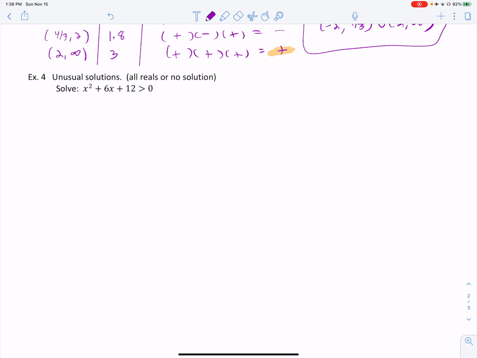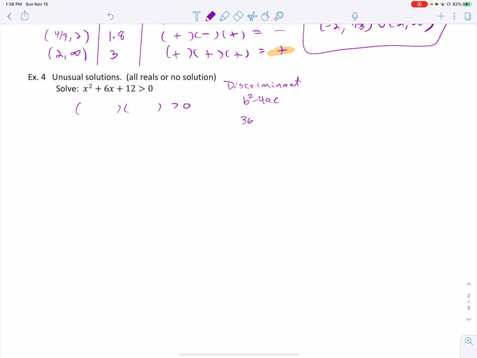All right, then we have some unusual situations, all reals or no solution. So we have this x² plus 6x plus 12. And if I try to start factoring this, I can't find things that multiply to be 12 to add up to be 6. It's 1 and 12, 2 and 6, 3 and 4. None of them are adding up to 6. So that makes me kind of wonder, does this factor?